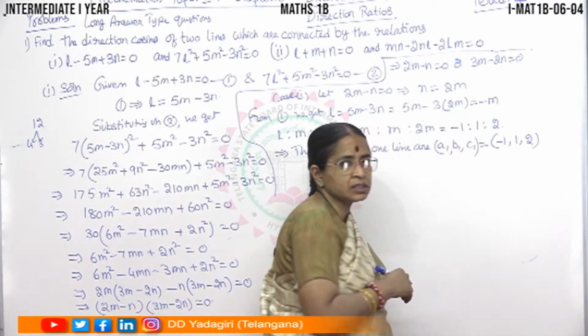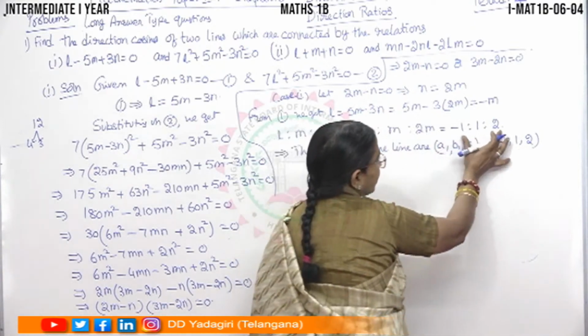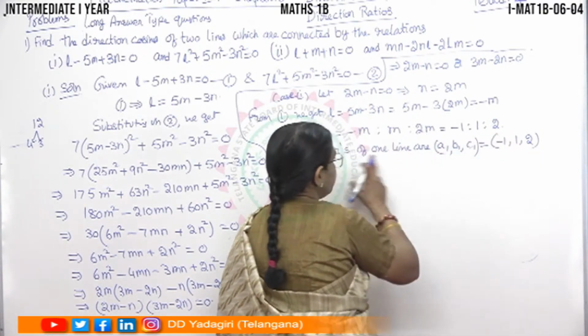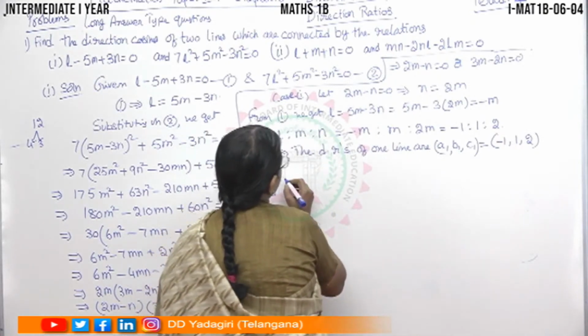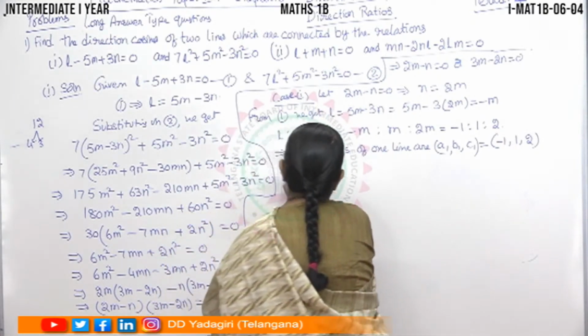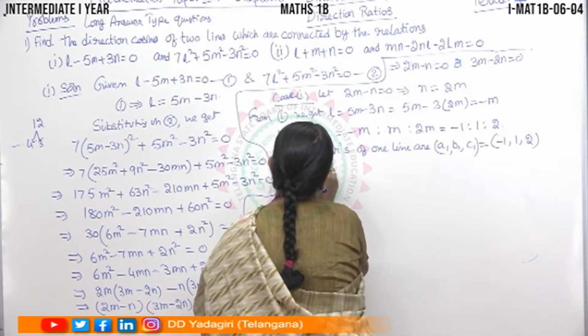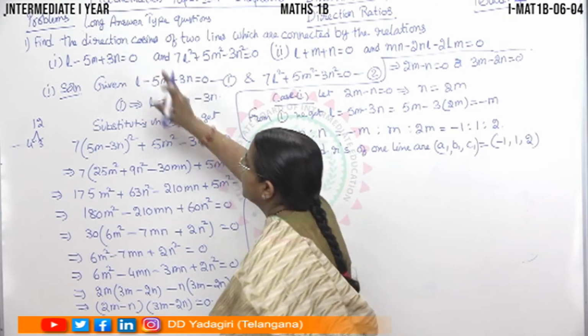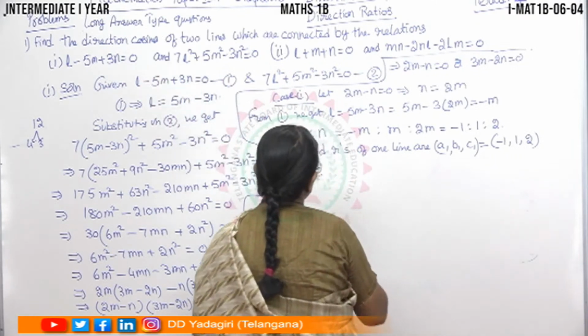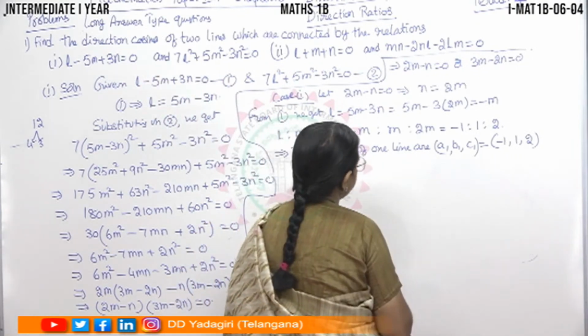You can just write the ratio values. They become the direction ratios of one line. Okay, this is case 1. Now you take case 2. So, what is the question? You must find the direction cosines of the two lines. These are just the direction ratios.